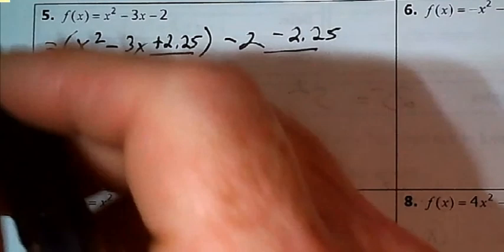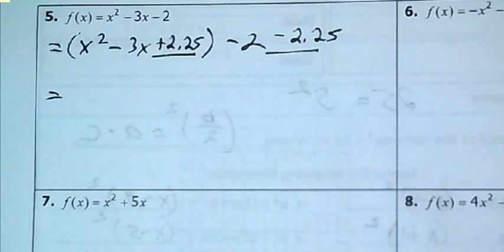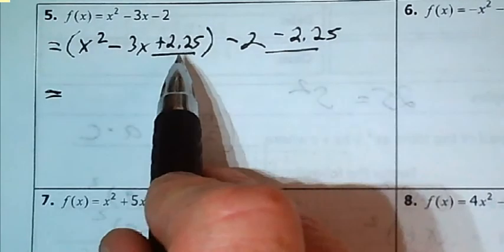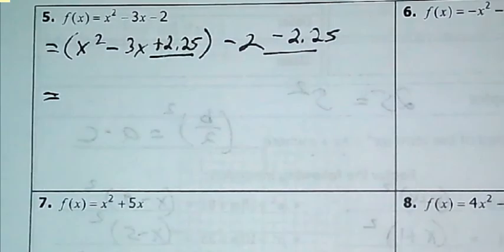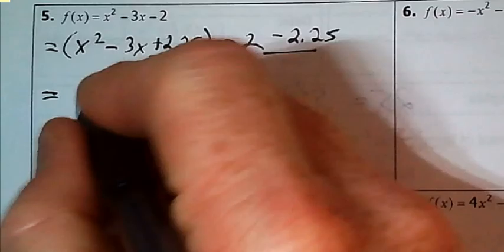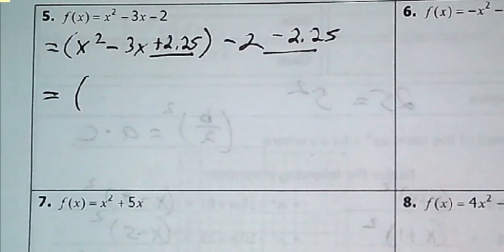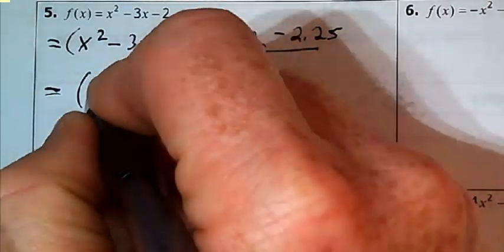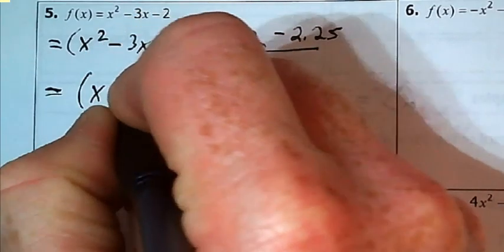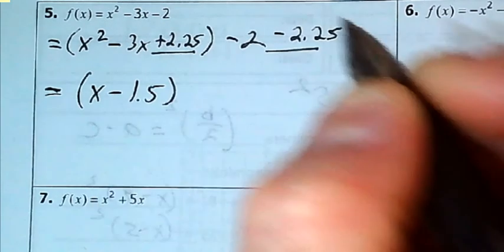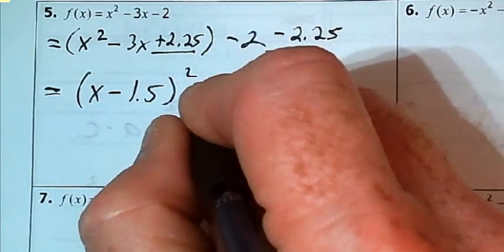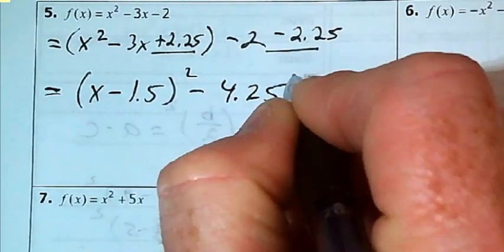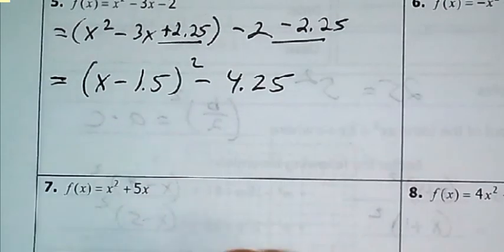Alright, so, here we go. So, we're going to write this as what? X minus 1.5. I just put 1. That's fine. X minus 1.5 squared minus 4.25. Alright, now, look, you can write these as fractions.